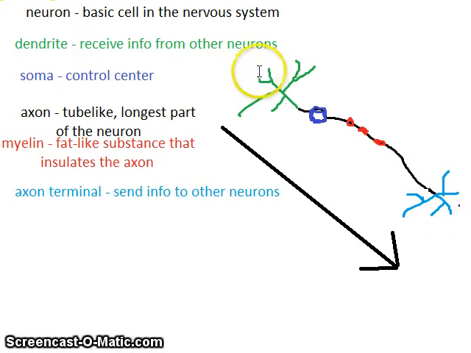So information always comes in through the dendrite, past that soma, through the axon, and out the axon terminals or terminal branches. And the axon is always insulated by the myelin. Now you have a lot of these neurons in your brain. In your first 2 years of life, your brain grows from 25% of its original size, what it is when you're born, to 75% of its weight, not size, but weight, by the time you are 2.